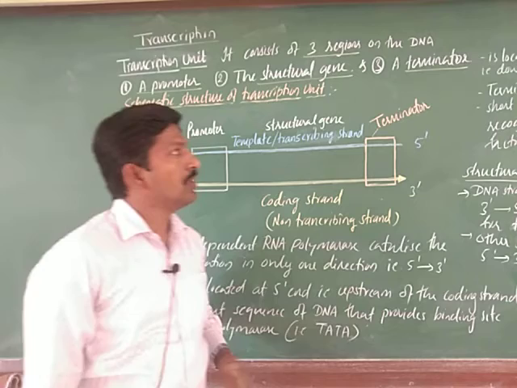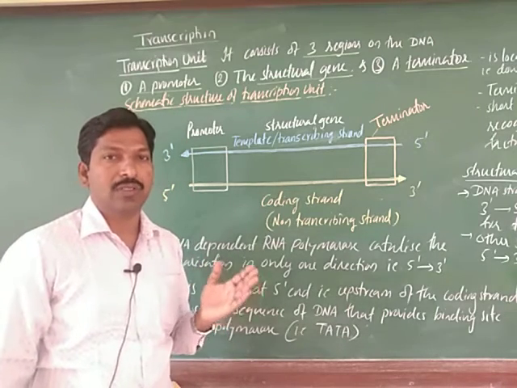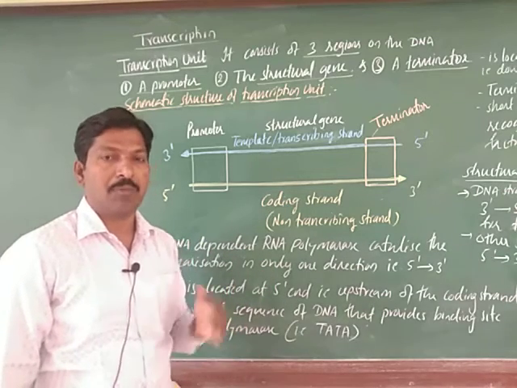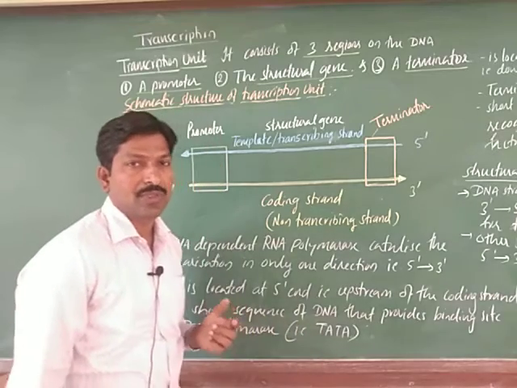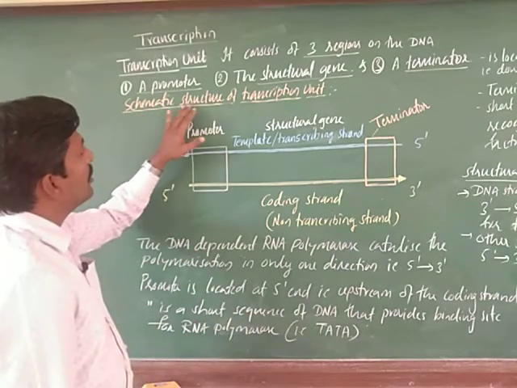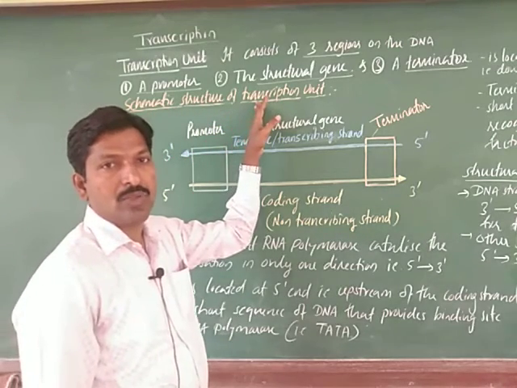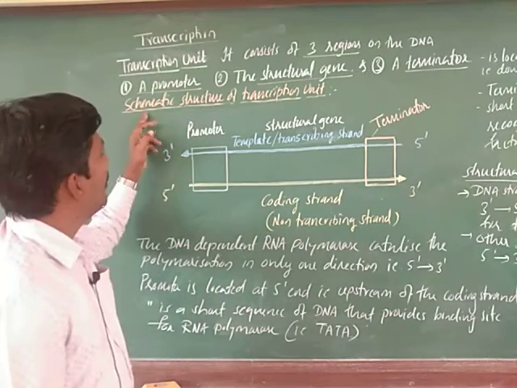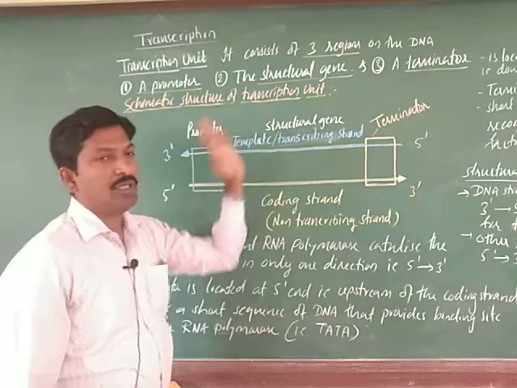As we know, it is a heterocatalytic process, because here from DNA we synthesize the RNA. Replication was autocatalytic. So, this is the heterocatalytic process. What I have taken here is the schematic representation of the transcription unit. It may be expected for 5 marks in your examination.